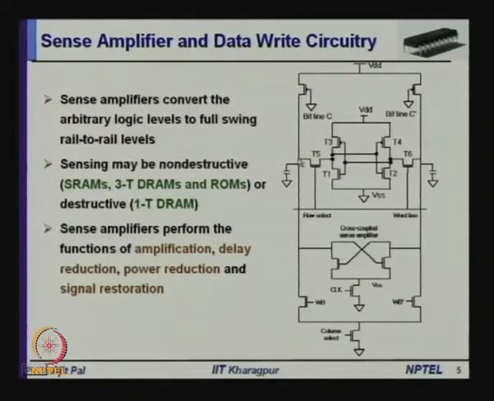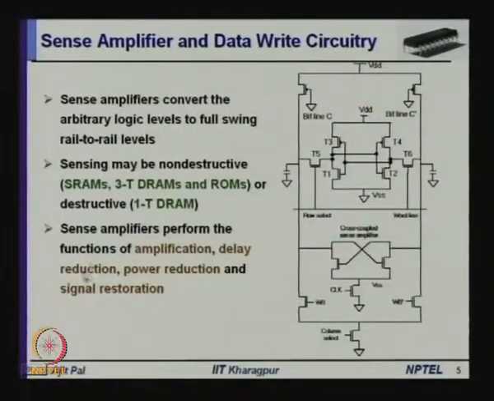Normally the change at these bit lines is very slow because of large capacitances, because this is connected to a large number of devices, and this amplification is done with the help of this cross coupled sense amplifier. A small change of the order of millivolts can be sensed by this sense amplifier, and it will do the amplification. Not only that, it will do delay reduction, a very quick changeover will take place, and also power reduction occurs for the changeover.